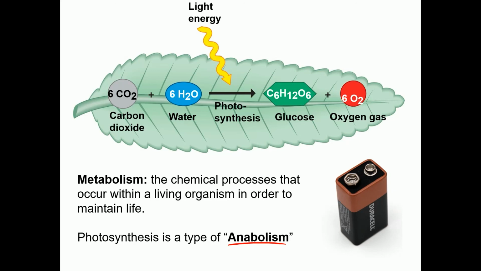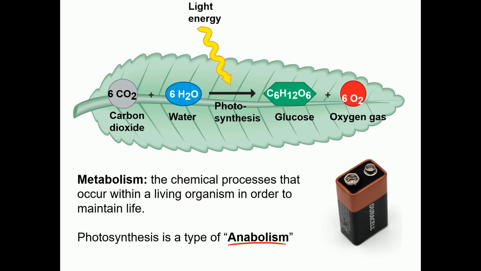So in the case of photosynthesis, we're building up sugar molecules. We're taking tiny little carbon dioxide molecules, rearranging them to make glucose molecules, much larger molecules as a result. And in the process, we are storing light energy. Typically, anabolic reactions store energy as they go. And you can think of that as charging up a battery. And as a nice bonus, we get oxygen gas.